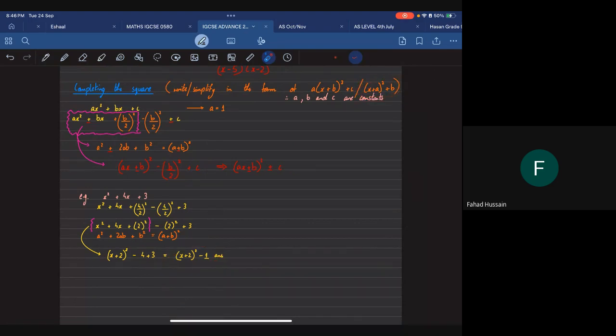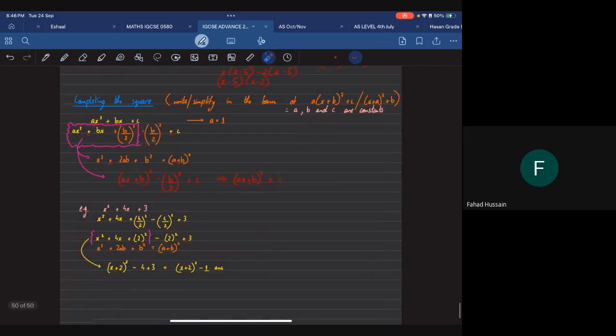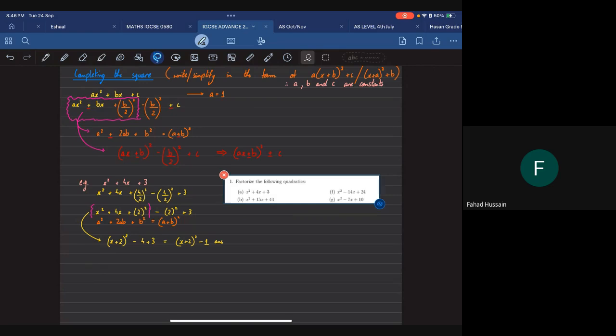Is this clear? Now I want you guys to do these exact same questions, but with completing the square. I've done part A, part B, F, and G. You guys have to do the rest. Any questions at all? Let me know. Raneem, is this clear? Yes, sir. All right. What about you, Vishal?